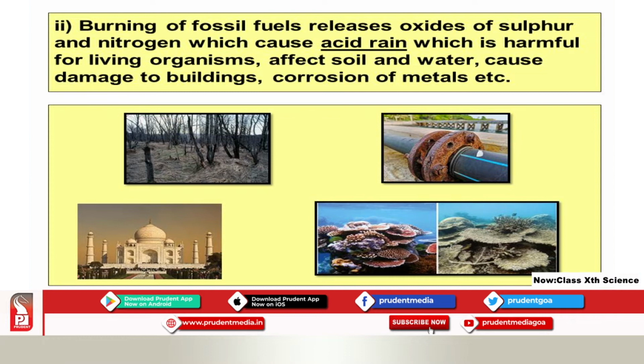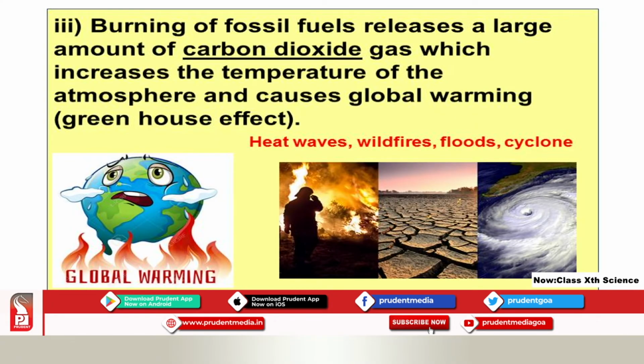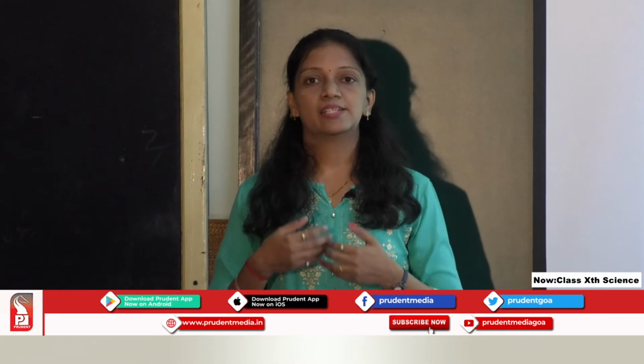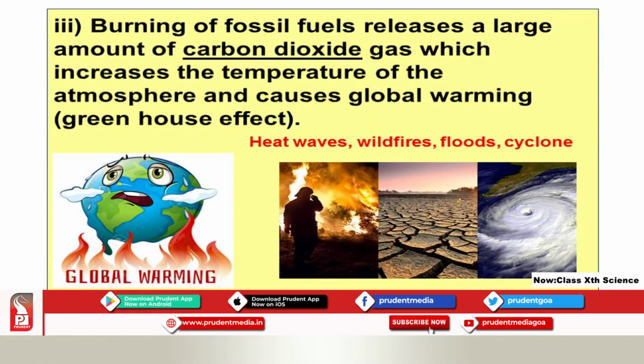Also, acid rain corrodes the metals exposed to the rain, mainly bridges and other structures. Then the next disadvantage of using fossil fuels is that burning of fossil fuels releases a large amount of carbon dioxide gas, which increases the temperature of the atmosphere and causes global warming. Now we know carbon dioxide is a warm gas. It traps the heat, and due to this heat we see the effect of global warming, that is, the temperature of the earth is increasing. There are many effects of global warming: heat waves, wildfires, floods, cyclones. These are all effects of global warming.